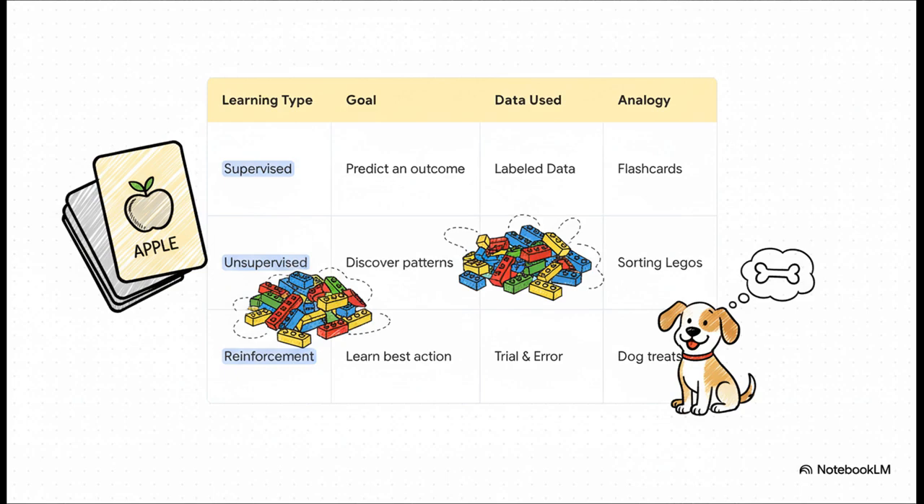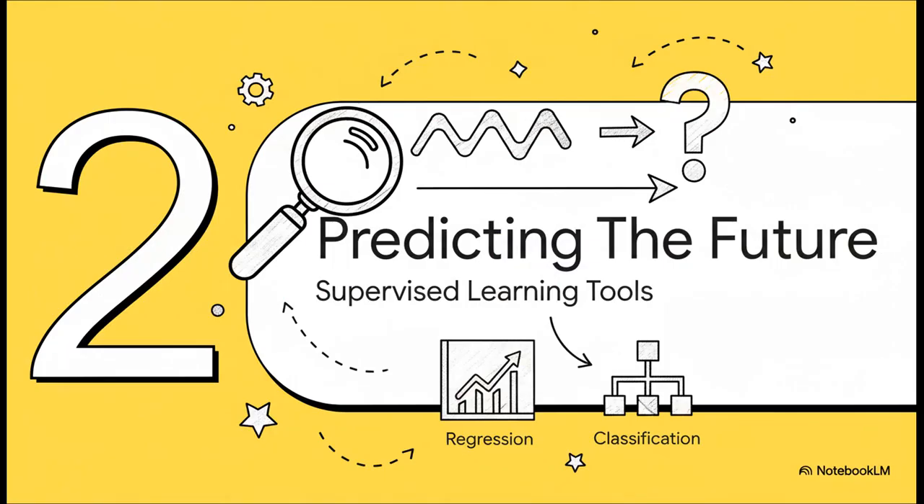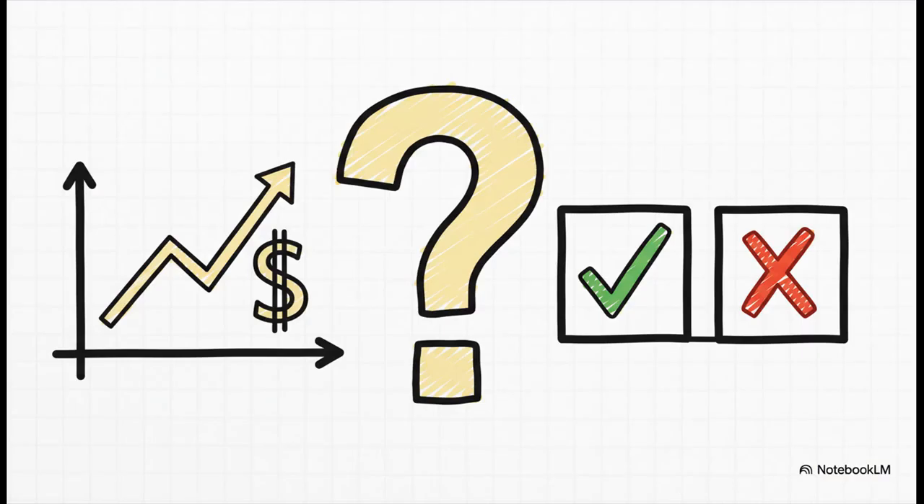So let's zoom in on supervised learning for a minute, mostly because it's the one you bump into all the time in your daily life. Its main job is making predictions, and it's got two real powerhouse tools for getting it done. And the easiest way to think about these two tools really just comes down to one question. Are you trying to predict a number, like a price, or a category, like yes or no? Your answer to that question tells you exactly which tool you need to grab.